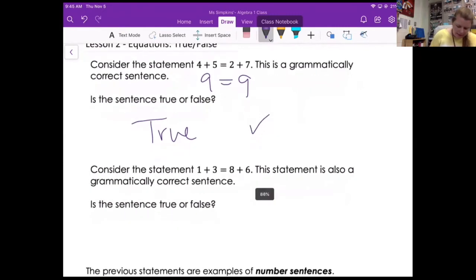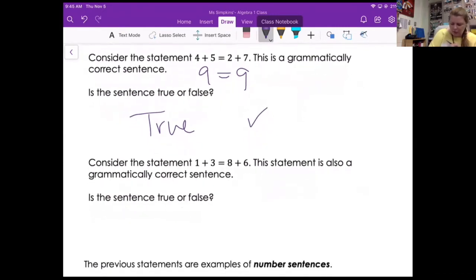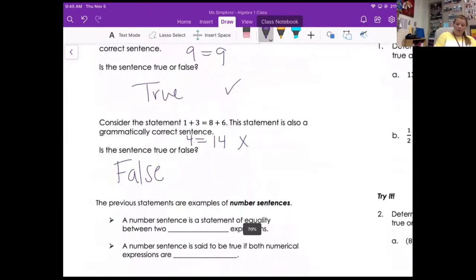The second statement says 1 + 3 = 8 + 6. Is that true or false? False. And we know that because 1 + 3 = 4 and 8 + 6 is 14, and those are not the same number, okay? So these are called number sentences. Just like in English language arts, when you have sentences, we also have sentences with numbers too.